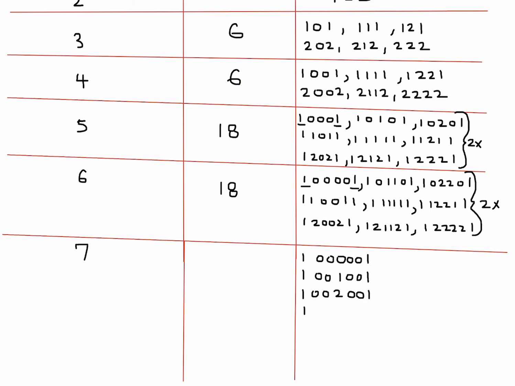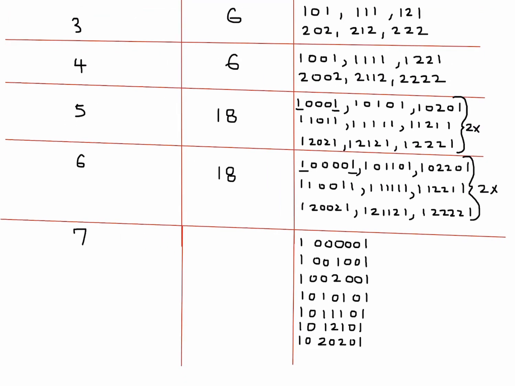And then 1, 0, 1, 0, 1, 0, like that. Then 1, 0, 1, 1, 1, 0, 1. 1, 0, 1, 2, 1, 0, 1. 1, 0, 2, 0, 2, 0, 1. And then let's see here. 1, 0, 2, 1, 2, 0, 1. And finally 1, 0, 2, 2, 2, 0, 1.